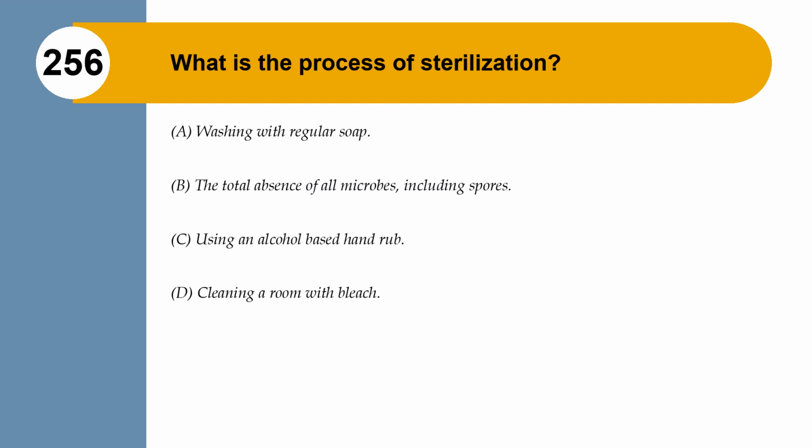Question 256. What is the process of sterilization? Option A. Washing with regular soap. Option B. The total absence of all microbes, including spores. Option C. Using an alcohol-based hand rub. Option D. Cleaning a room with bleach.